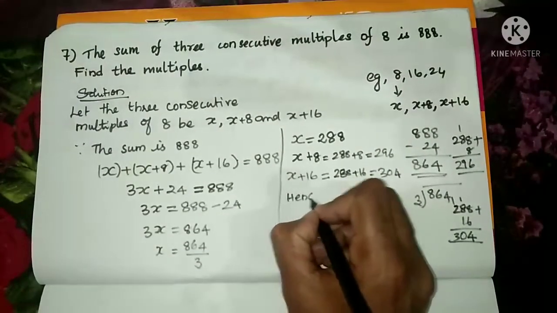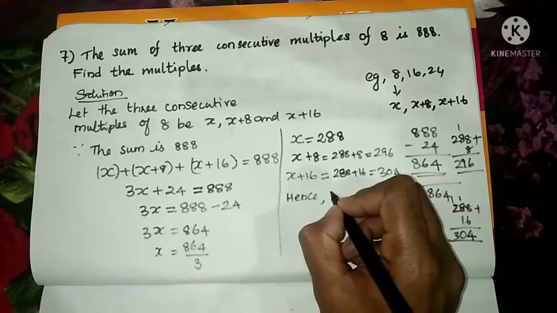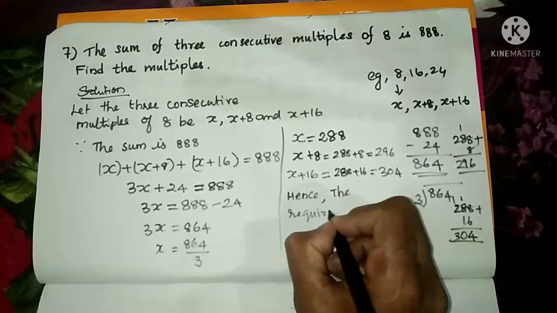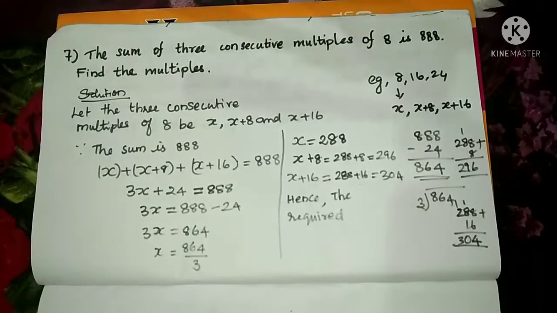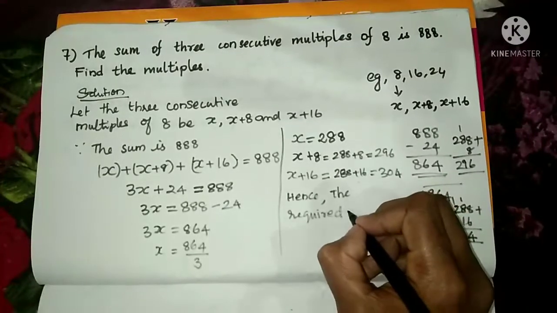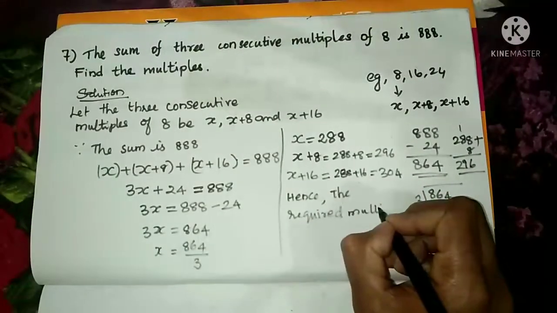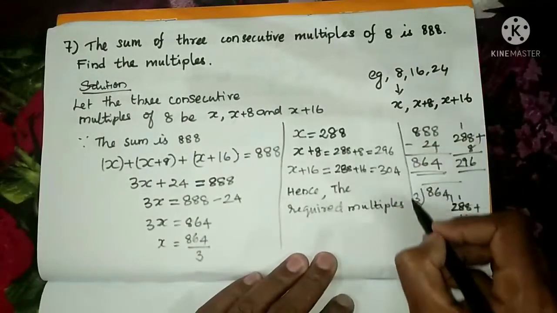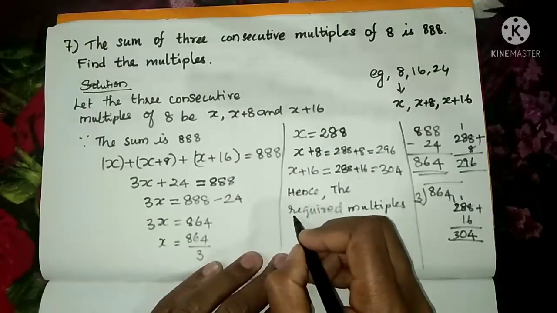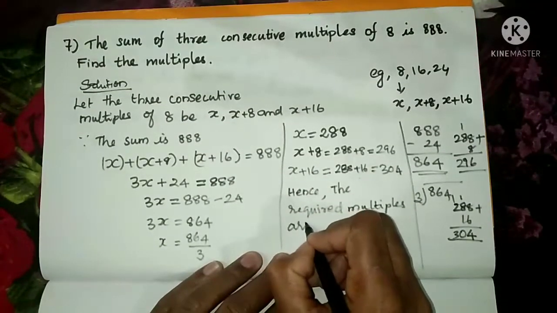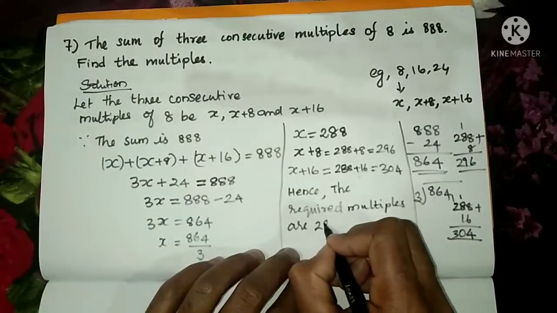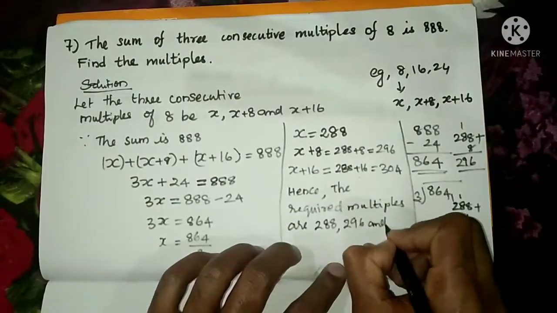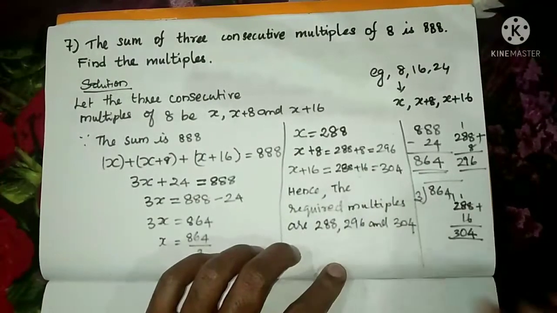Hence the required multiples are 288, 296 and 304.